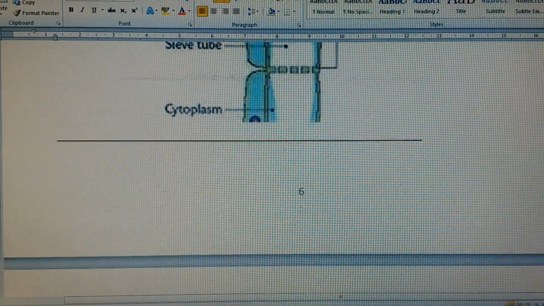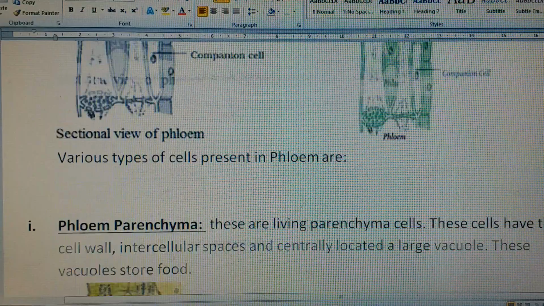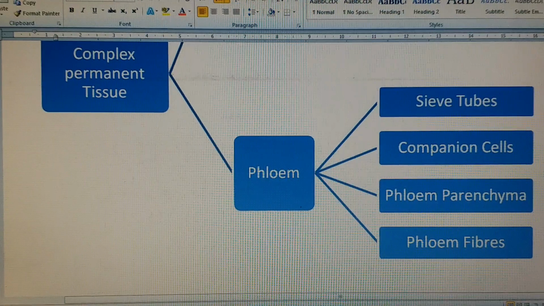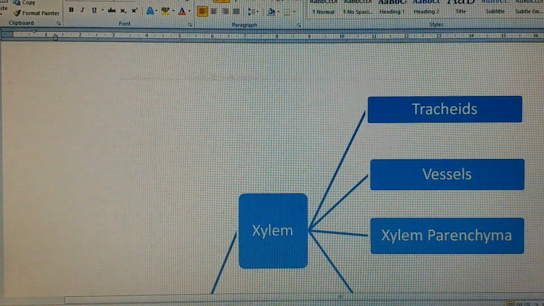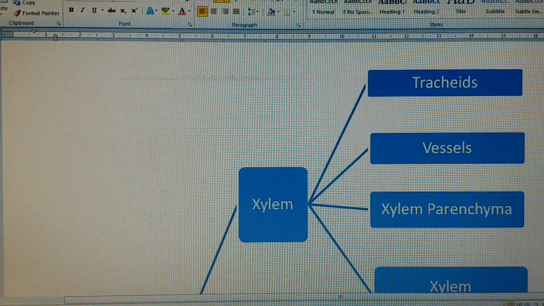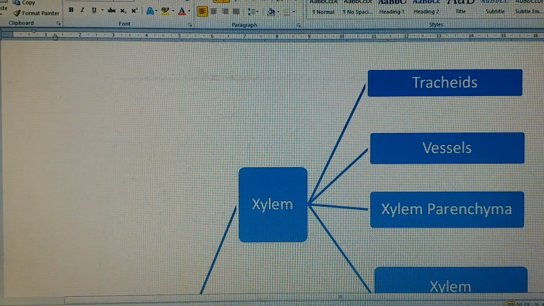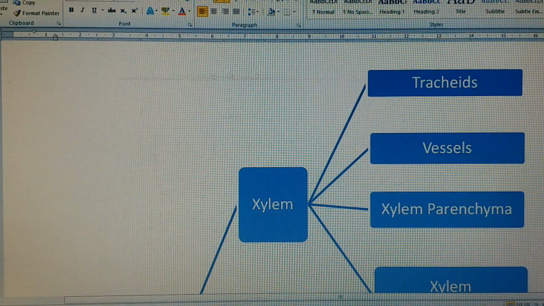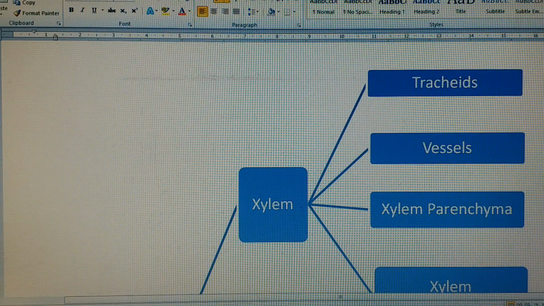Now again I'm telling you that the complex tissues are of two types, that is xylem and phloem. Xylem is made up of four types of cells, that is tracheids and trachea, which join together to form the tracheary element. And from where are the tracheids formed? From the xylem parenchyma, when they wear out and die, they make the tracheids and the trachea. And what is the difference between the tracheids and the trachea?